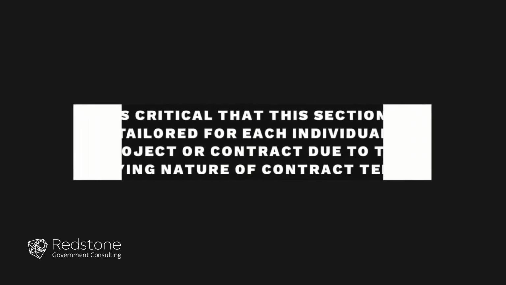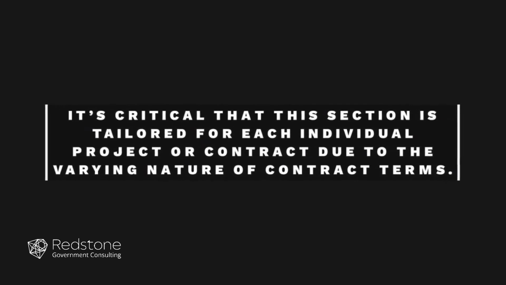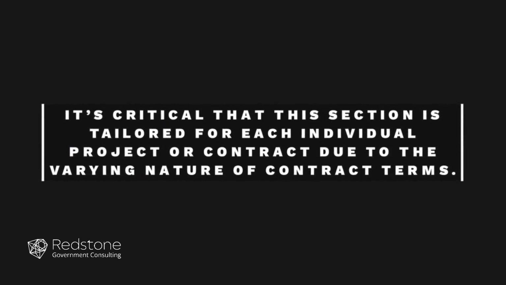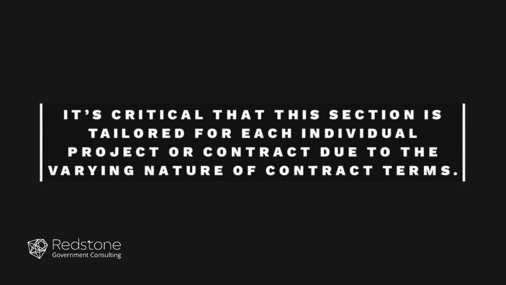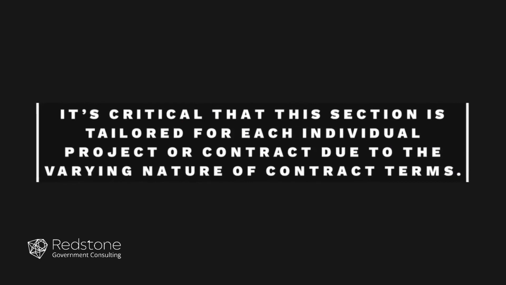It's critical that this section is tailored for each individual project or contract due to the varying nature of contract terms. For example, a contract might not allow for travel to be billed for the T&M project, so while the company incurred a travel cost over on Schedule H, it will not be linked over to Schedule K due to the contract terms. This is because, again, Schedule K is the representation of the billed costs and not the raw costs incurred. This section is also where G&A is applied to the non-labor direct costs, but if the contract terms don't allow for G&A to be billed, then it's important to have that removed.